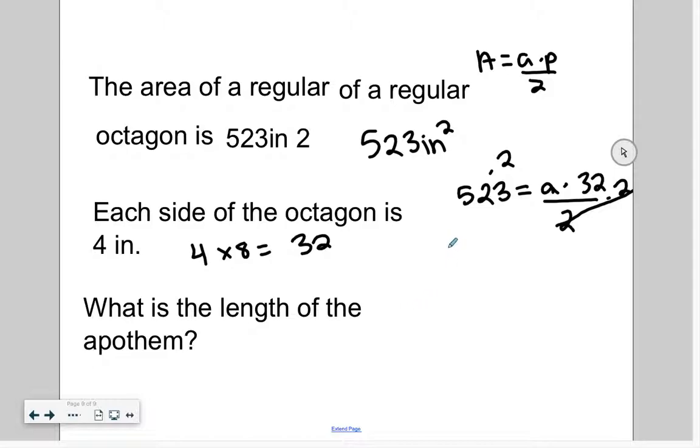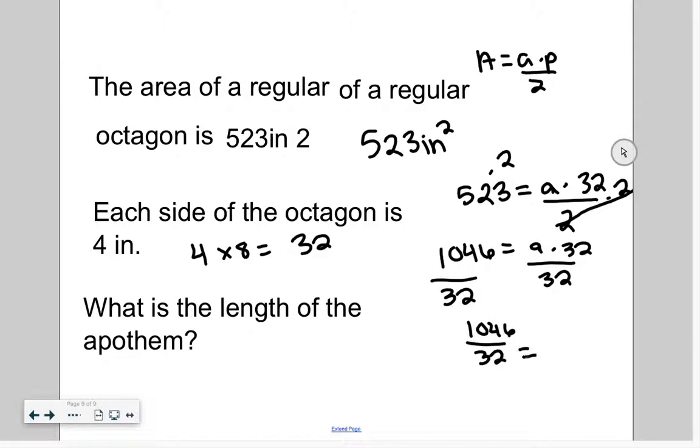So 523 times 2 becomes 1,046, which is equal to A times 32. Divide by 32 to isolate that A. And that leaves you with 1,046 divided by 32 is equal to A. Now actually do this division here. And that means that our apothem is 32.6875 inches.